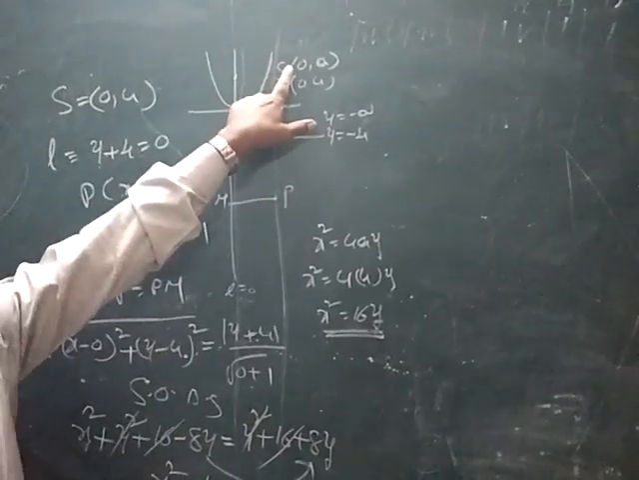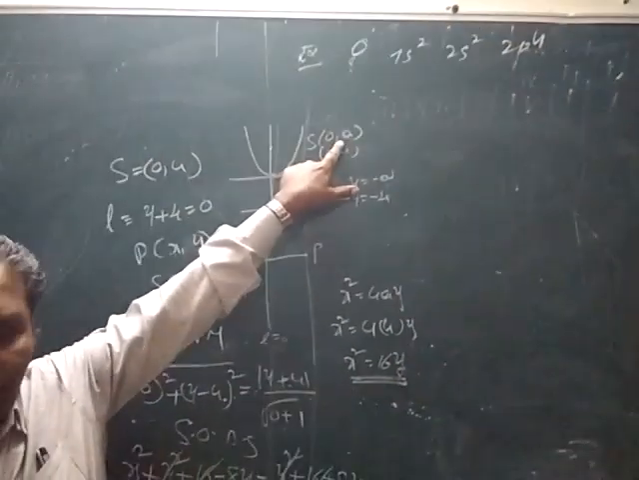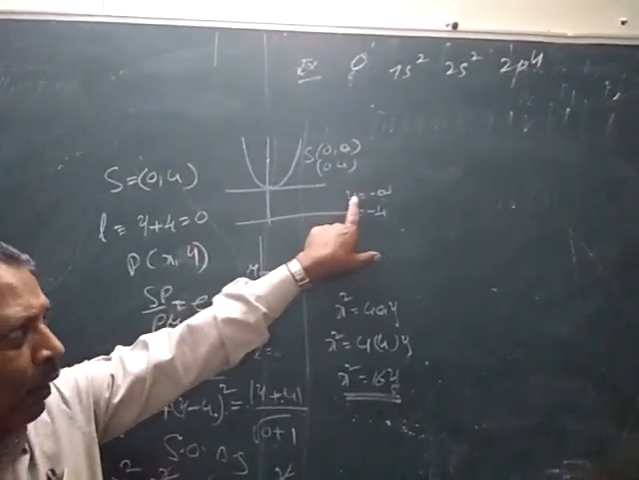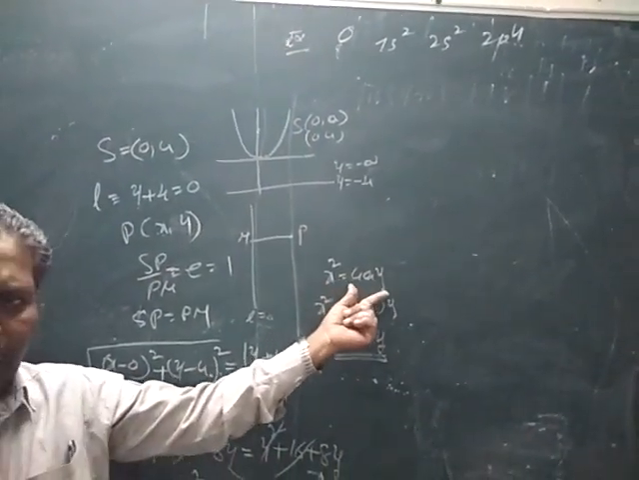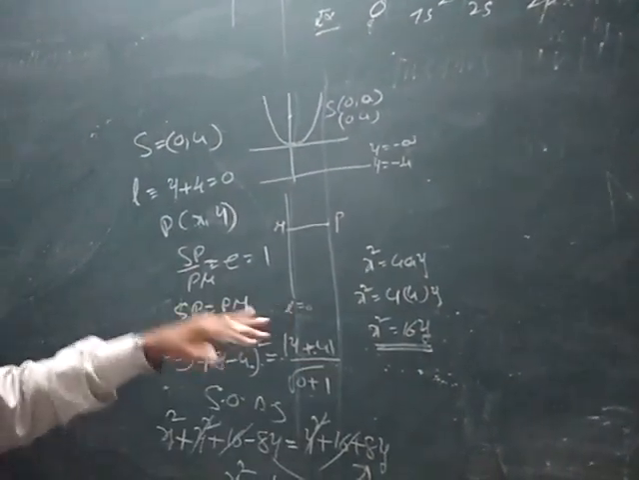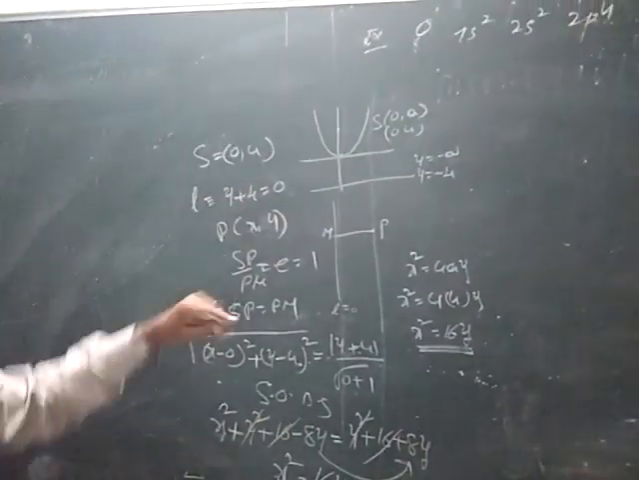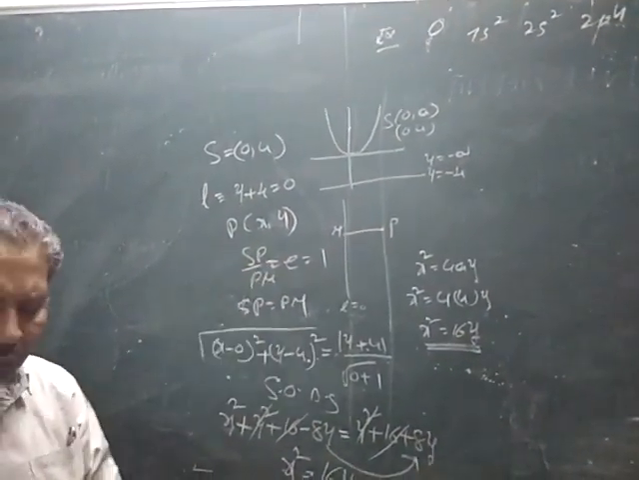Given focus S (0, a), directrix y equals minus a. So the formula is x square equal 4ay. Otherwise, by the concept way, SP by PM equal to e.